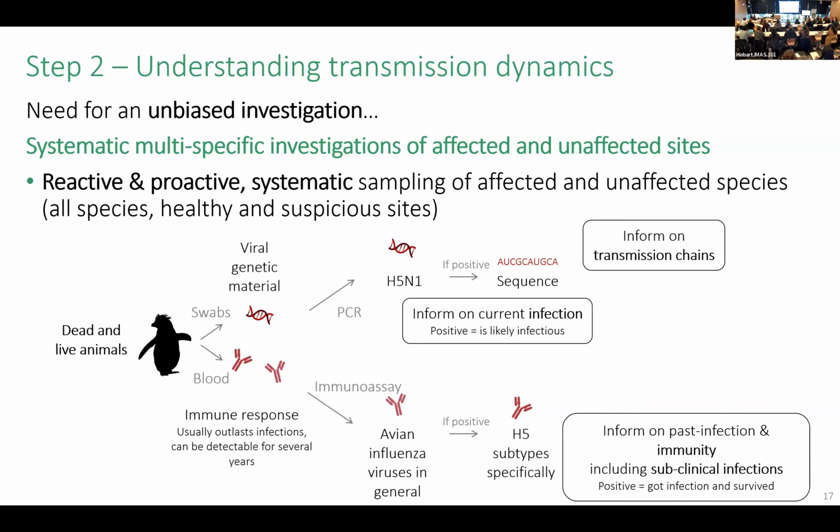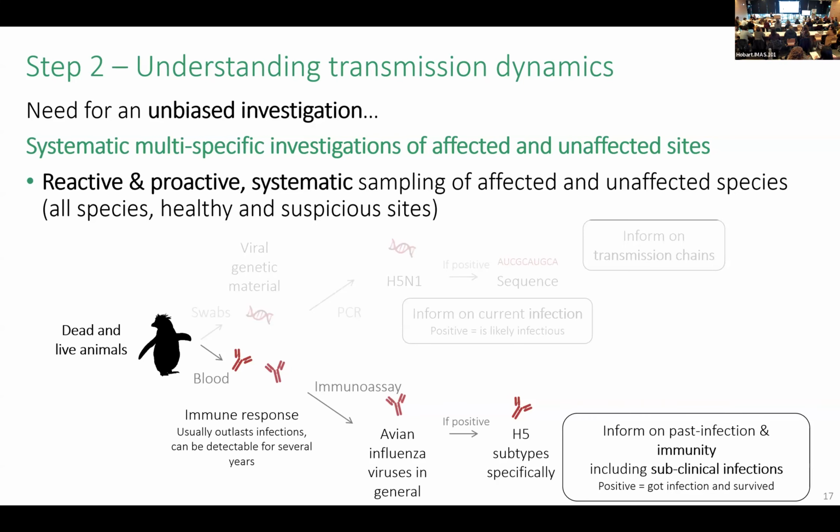That informs us on 2 things. The first is all the infections that were not lethal: the birds who got infected, developed immunity and survived the infection, which would be completely missed if we looked only at the dead animals. And also we get some information on whether the animals are developing immunity. That helps us, I wouldn't say make predictions, but make some guesses of what could happen in the future.